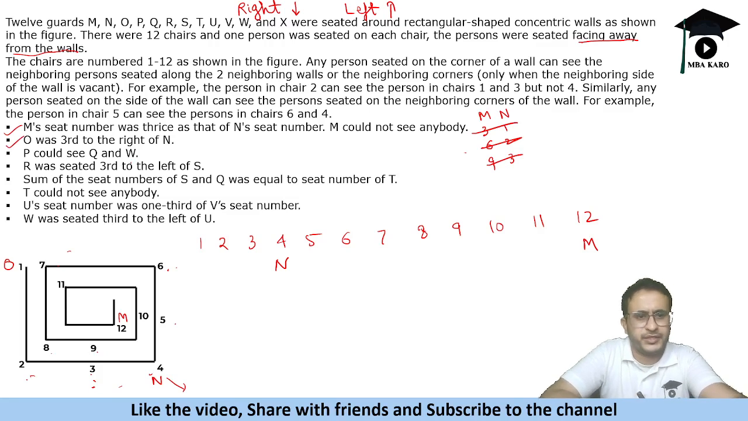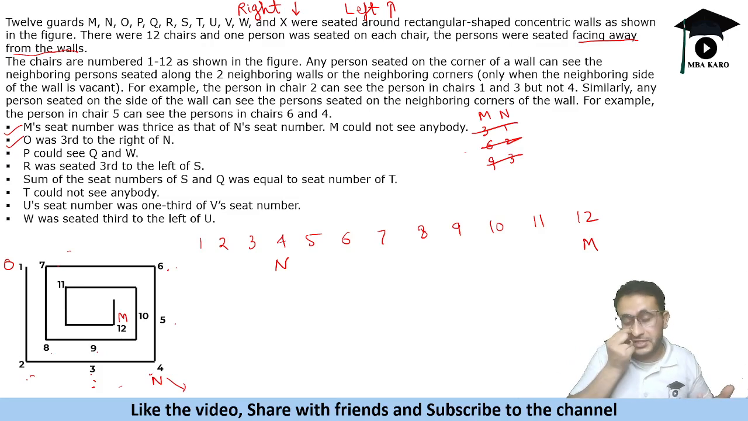P could see Q and W. Now this statement, we can have multiple positions from which P could see Q and W. So let's skip it. And next is R was seated third to the left of S, right? So there is a difference of 3. Let's skip it because there are multiple positions available.